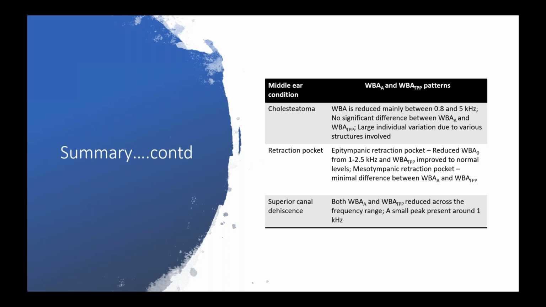It's an important diagnostic finding, especially for ENT consultations, where an epitympanic retraction pocket can be a tricky one to diagnose. You have to have CT and MRI investigations to do that. So this is showing some very preliminary, interesting results. And superior canal dehiscence, as I said, is reduced across the whole range with a probable small peak around 1 kilohertz.